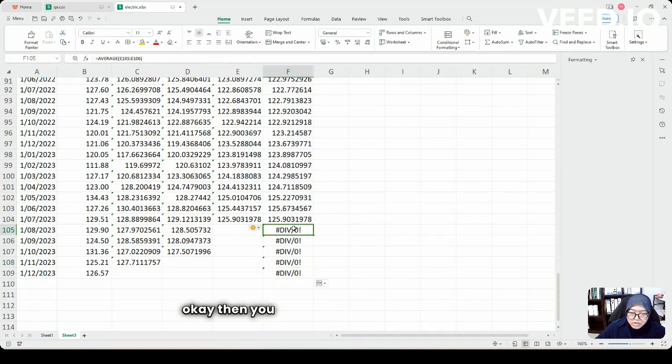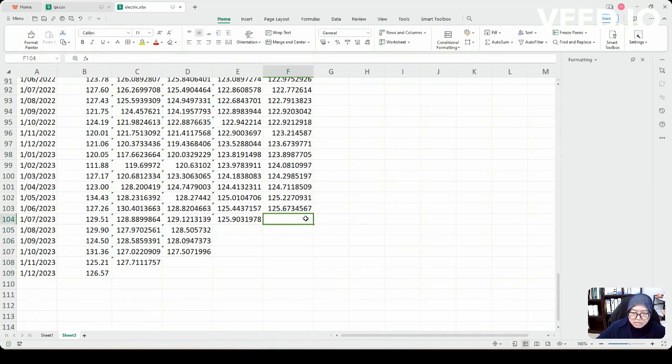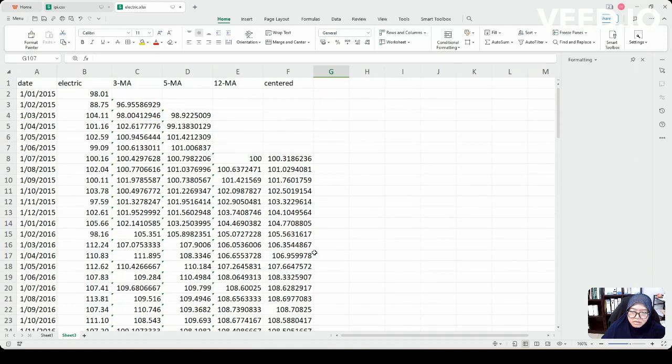Then you can remove all this and this one. So this is how to compute the moving average.